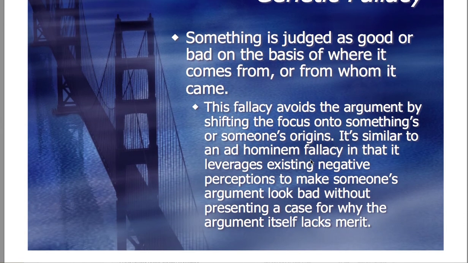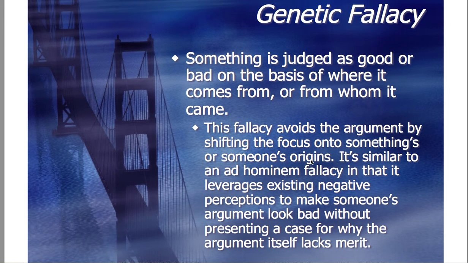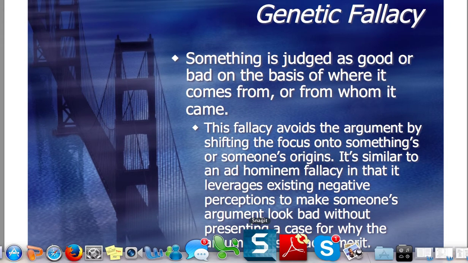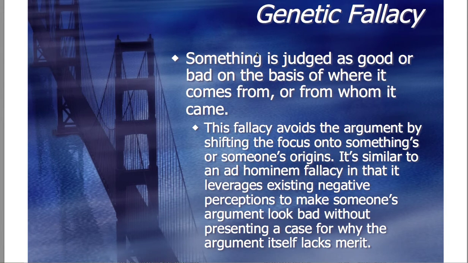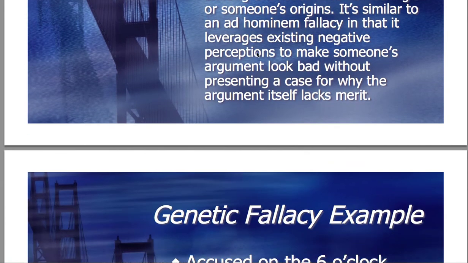Okay, and then we have the genetic fallacy. Something is judged as good or bad on the basis of where it comes from or from whom it came. So this fallacy avoids the argument by shifting the focus onto something or someone's origins. It's similar to an ad hominem fallacy in that it leverages existing negative perceptions to make someone's argument look bad without presenting a case for why the argument itself lacks merit.